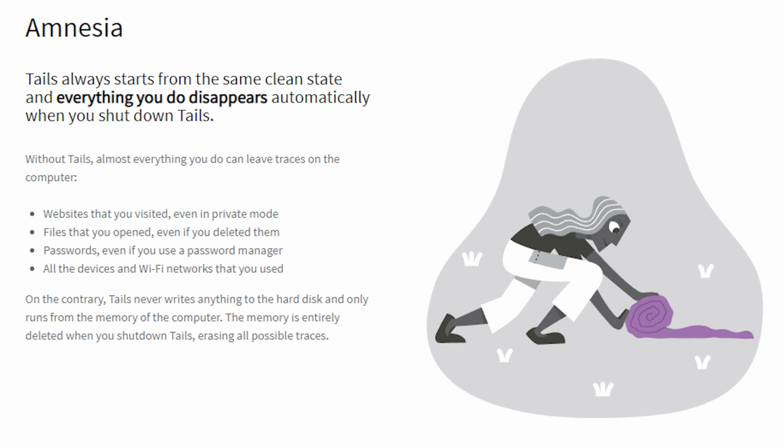Amnesia. Tails always starts from the same clean state and everything you do disappears automatically when you shut down Tails. Without Tails, almost everything you do can leave traces on the computer. Websites that you visited, even in private mode. Files that you opened, even if you deleted them. Passwords, even if you use a password manager. All the devices and Wi-Fi networks that you used.